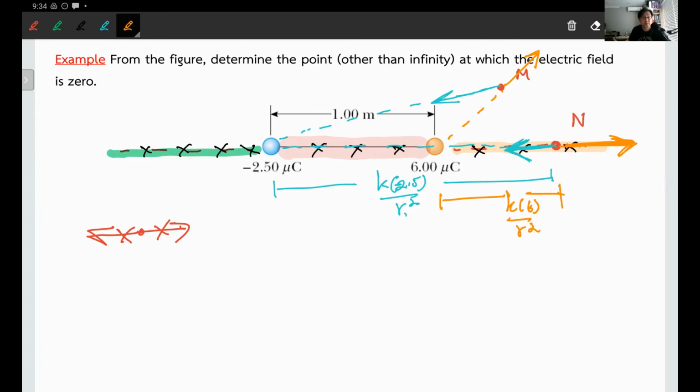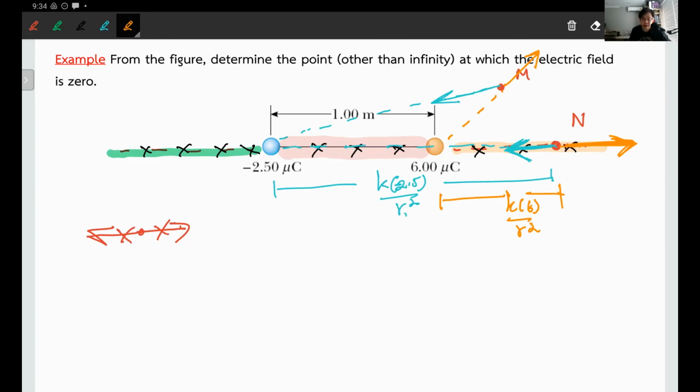Or what I'm saying is the magnitude of the field generated by the orange charge will always be stronger than the electric field that you're going to get from the blue charge when you are on the right side of this one. So you're never going to get cancellation because the blue always loses. The orange is always bigger, is always going to win. So the net electric field will always point to the right all the time.